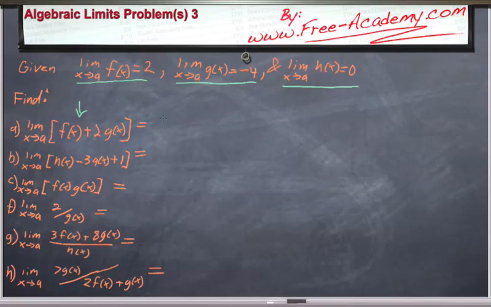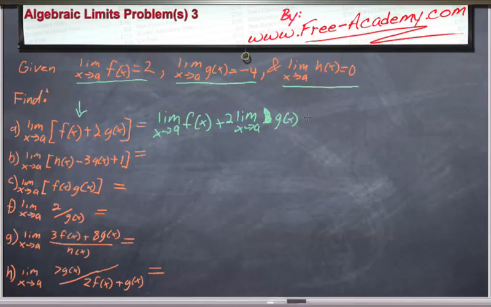So the first one, that's really easy. The limit as x approaches a of f of x plus 2 times g of x. Now we just need to use some of the formulas that we learned. When we have the limit of two functions added together, this is the same as the limit as x approaches a of f of x plus the limit as x approaches a of 2g of x. But additionally, we also know that we can pull this 2 out in front because it's not dependent on the limit.